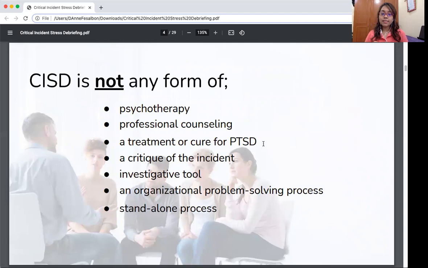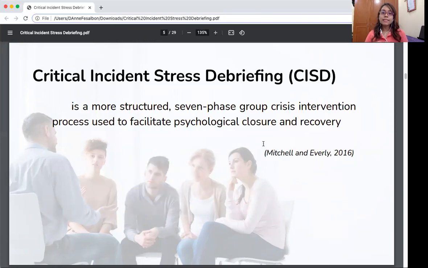CISD is not any of these forms. It's not psychotherapy, it's not professional counseling, it's also not a treatment or cure for PTSD, or post traumatic stress disorder, but it is a debriefing that can help prevent PTSD. It is also not a critique of the incident. It's not an investigative tool. It's not an organizational problem-solving process, and it is not a standalone process. CISD is a more structured 7-phase group crisis intervention process used to facilitate psychological closure and recovery.